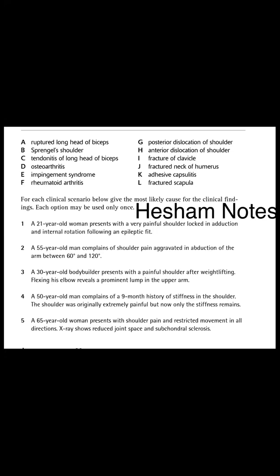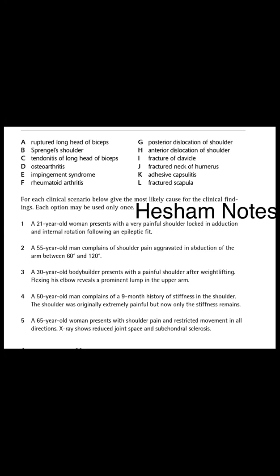Any patient with pain on initiation of abduction, so there is supraspinous tendinitis or rotator cuff tendinitis, okay. Any patient with pain from angle 60 to 120, this is impingement syndrome or painful arc syndrome, okay? Any patient with pain at an angle more than 120 is osteoarthritis. Any patient with limited mobility in all shoulder movements will be adhesive capsulitis or frozen shoulder.